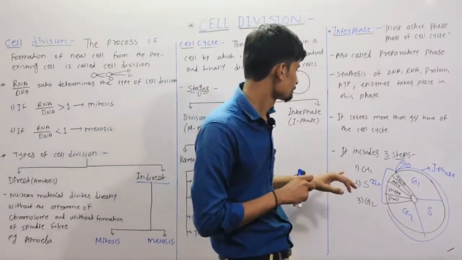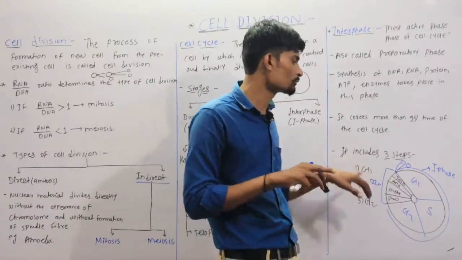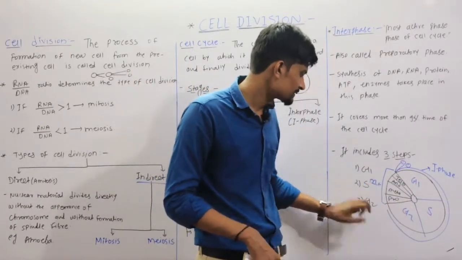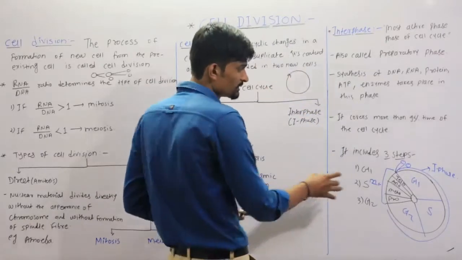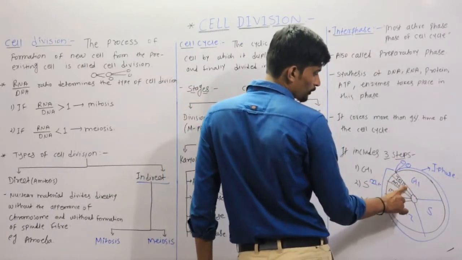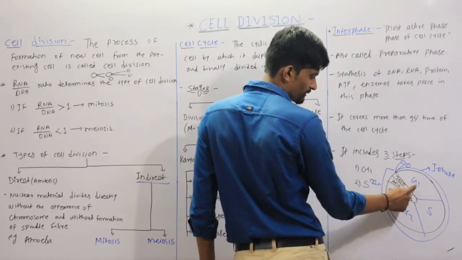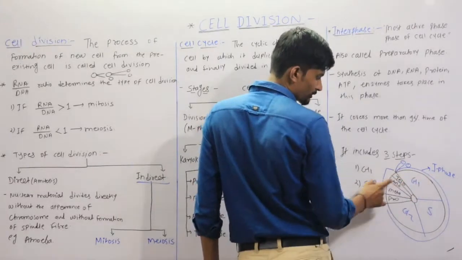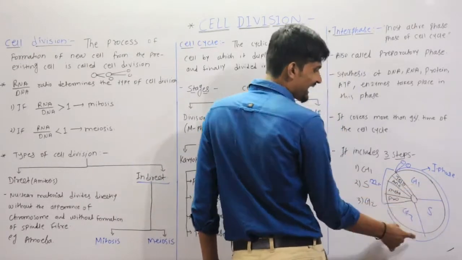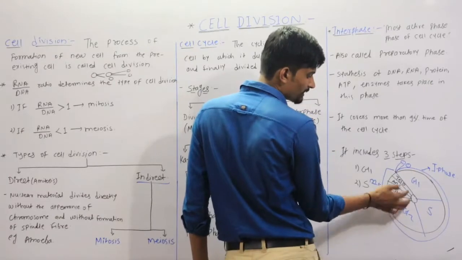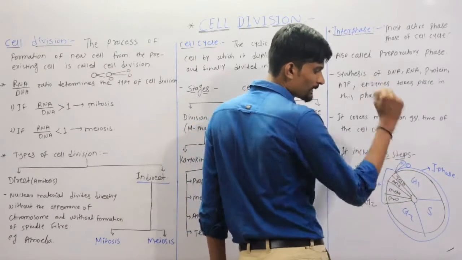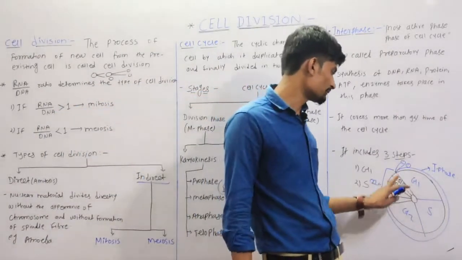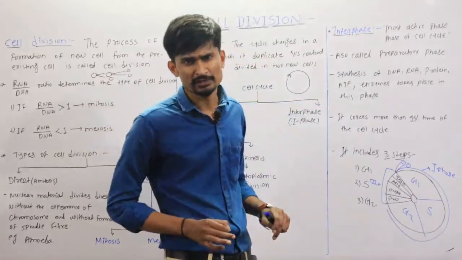So the interphase includes a total of 3 steps, that is G1 phase, S phase and G2 phase. This G1 phase is called the post-mitotic phase, because in this diagram G1 is present after the mitotic phase. And the G2 phase is called the pre-mitotic phase because it is present before the mitotic phase. That is why G2 phase is called pre-mitotic phase and G1 phase is called post-mitotic phase. This point is very important.